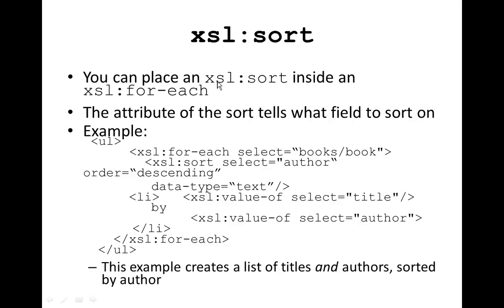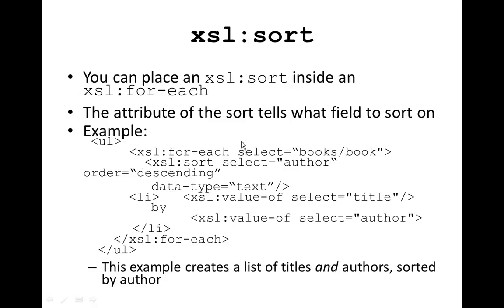So you can place an XSL sort command inside of a for each command. Typically it's inside of a for each command because in order to sort something or alphabetize something, you need to have a collection of nodes or records, if you will, to sort them, because you're usually sorting a pile of something. So in order to do that, you typically have to loop over all these nodes, and the for each command is the one that you use to gather them all up.